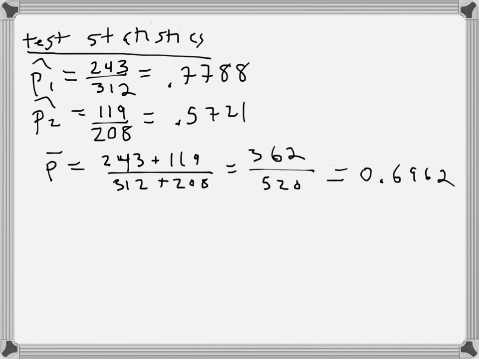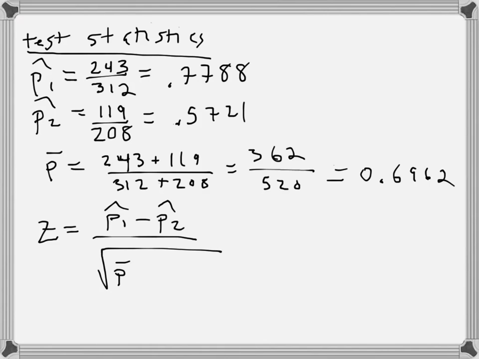So let's calculate my test statistic. This is going to be my Z. So it's going to be P1 hat minus P2 hat over P bar, Q bar, and then it's going to be 1 over N1 plus 1 over N2. And let's just go ahead here and find Q bar again, is going to be 1 minus this. So that's going to be 0.3038.